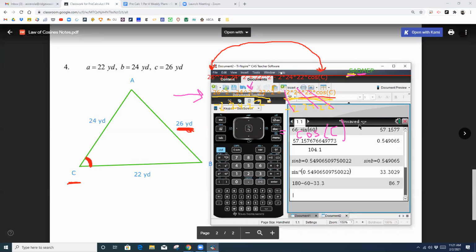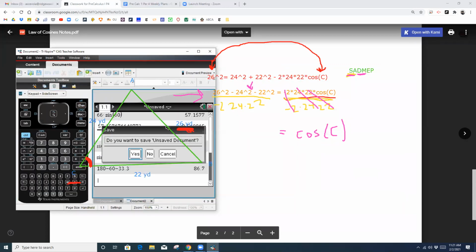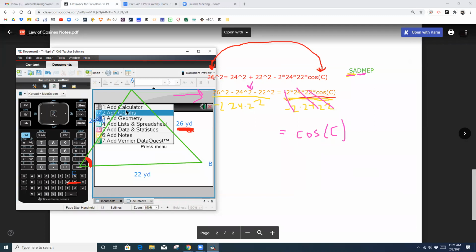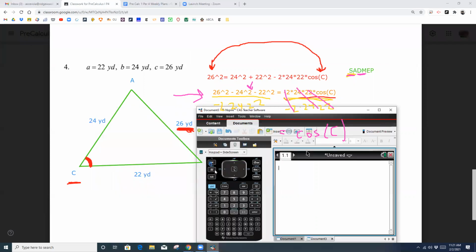So now in the calculator, we kind of don't have enough room here, but we're doing our best. Yeah, right there is good. Well, then you can't see that. All right, whatever. So I'm going to type that in.